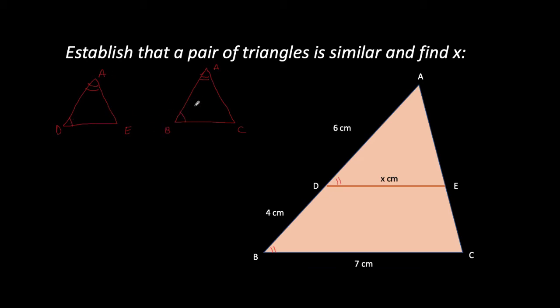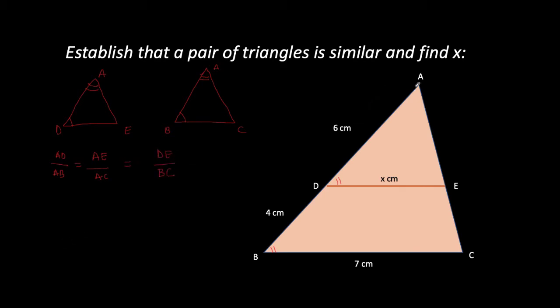Now we can say these two triangles are similar because two of the angles are equal, they are equiangular. So we can write down these two triangles are similar. If triangles are similar, then the ratio of corresponding sides is the same. All the three ratios. So let's write down all the three ratios. So we can write down AD over AB is equal to AE over AC is equal to DE over BC.